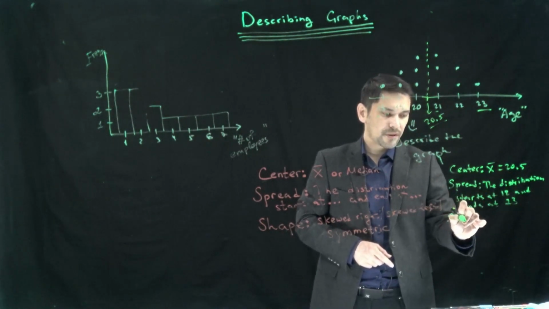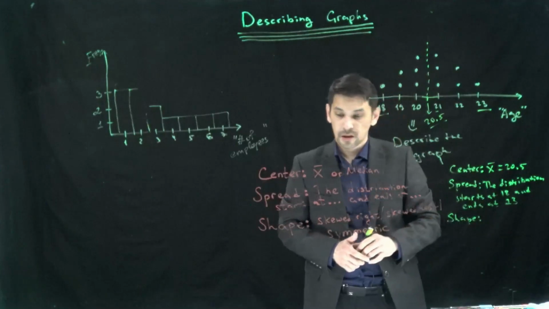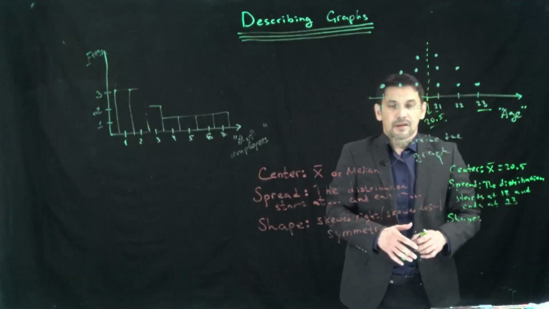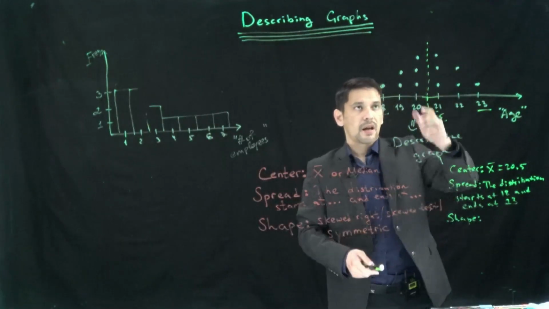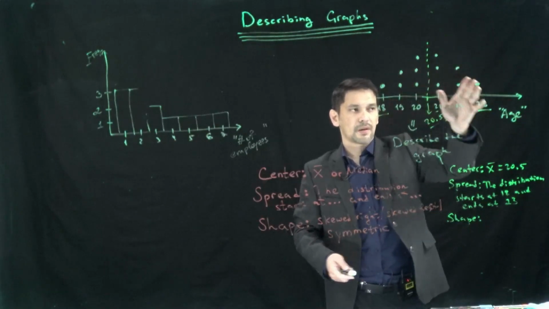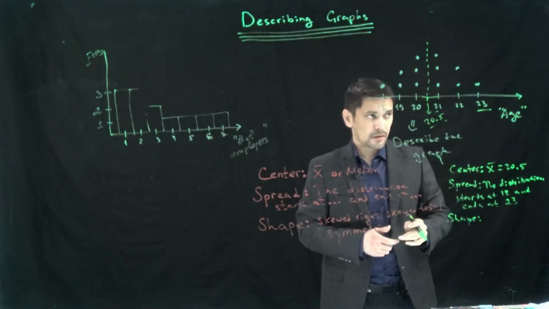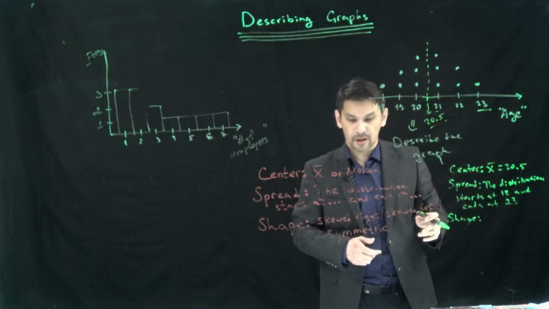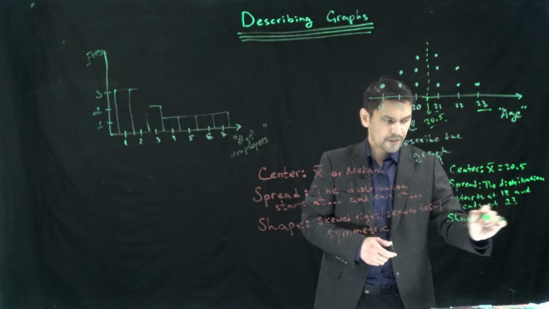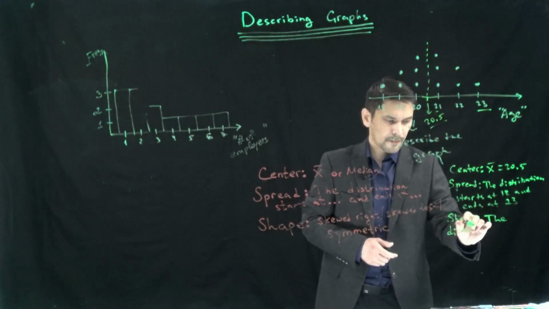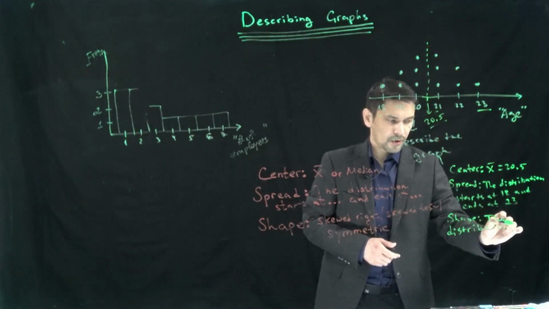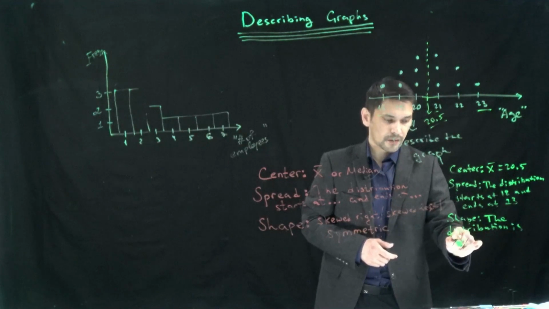Now we have to describe the shape of the distribution. Okay? Here you just have to state if it's skewed right, skewed left, or symmetric. I can see that the distribution is symmetric. We can say that it's symmetric, or we can just say that it's bell-shaped, because it looks like a mountain, it looks like a bell. So I'm going to write that the distribution is symmetric.